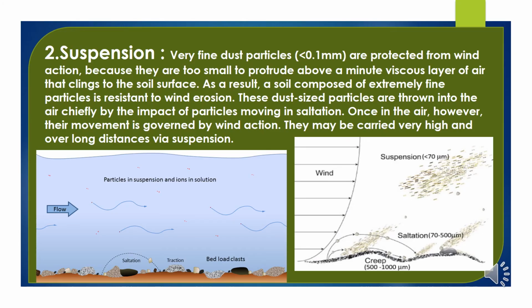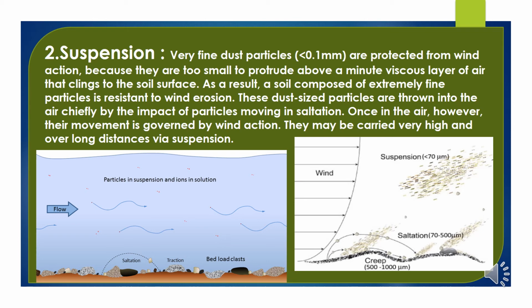Second type of wind erosion is suspension. Very fine dust particles having a size less than 0.1 mm are protected from wind action because they are too small to protrude above a minute viscous layer of air that clings to the soil surface. As a result, a soil composed of extremely fine particles is resistant to wind erosion. These dust-sized particles are thrown into the air chiefly by the impact of particles moving in saltation. Once in the air, however, their movement is governed by wind action. They may be carried very high and over long distances via suspension because of their very small particle size.